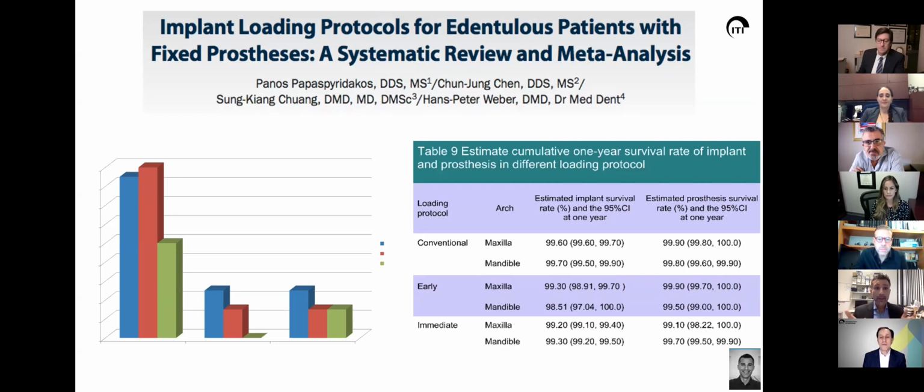We were pleasantly surprised with the outcome of the literature review that we conducted, with more than 99.5% implant survival. And that confirms the clinical application of immediate loading protocols daily in our private practice.